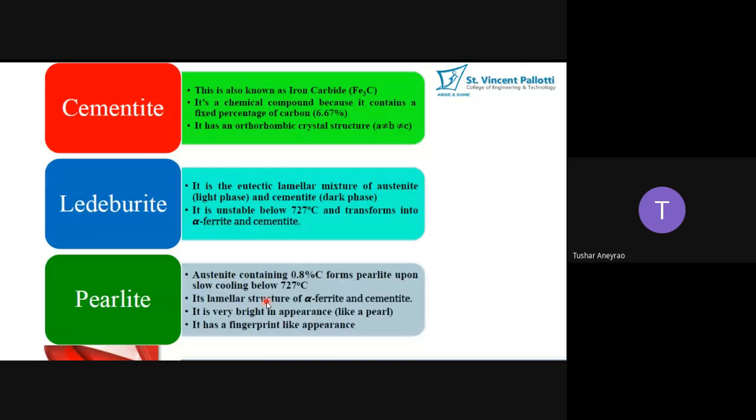It is a lamellar structure. It is very bright in appearance, like a pearl, and it has a fingerprint-like appearance. Like on a pearl shell, I told you, the fingerprint is also like that. So that appearance is present in the perlite.